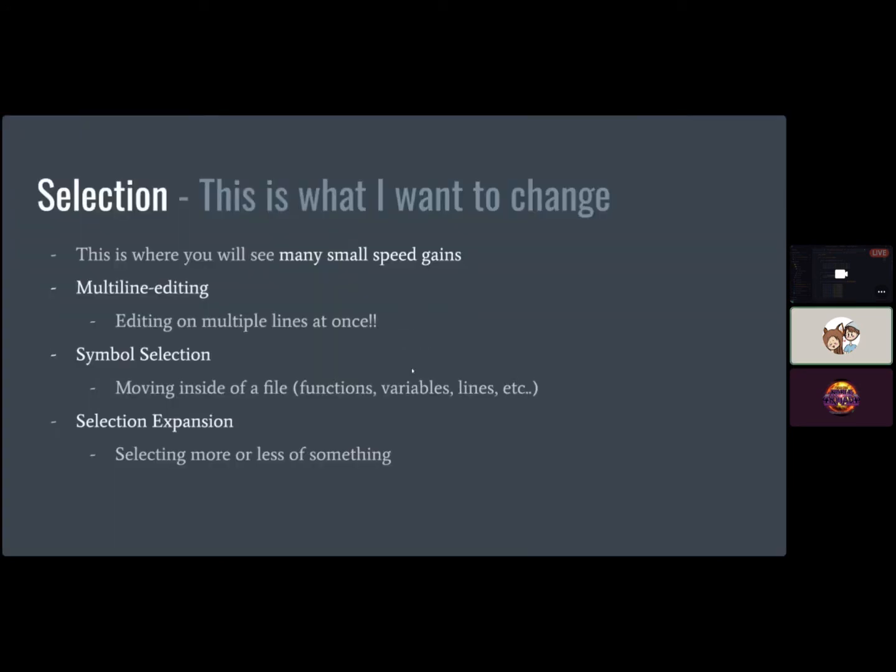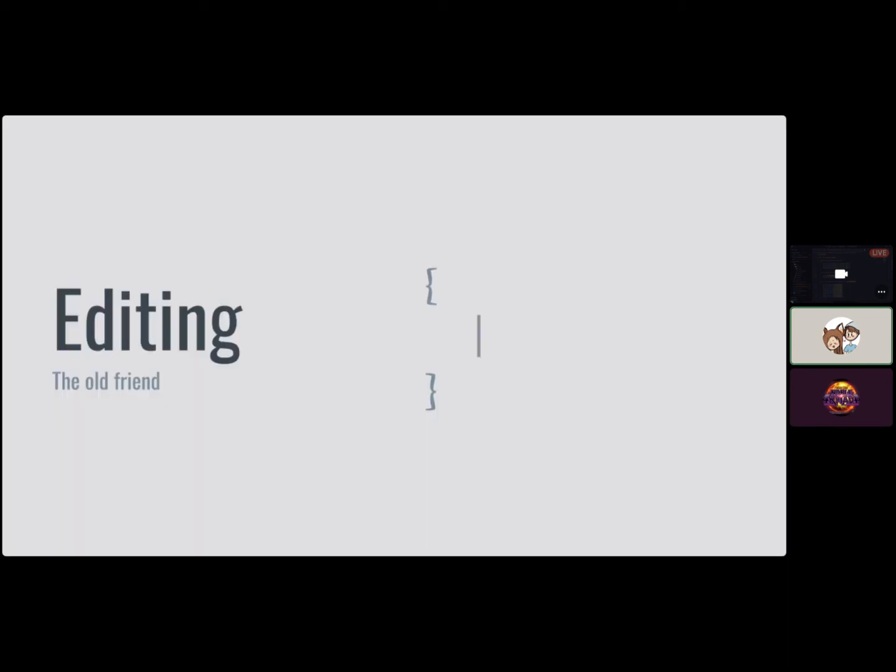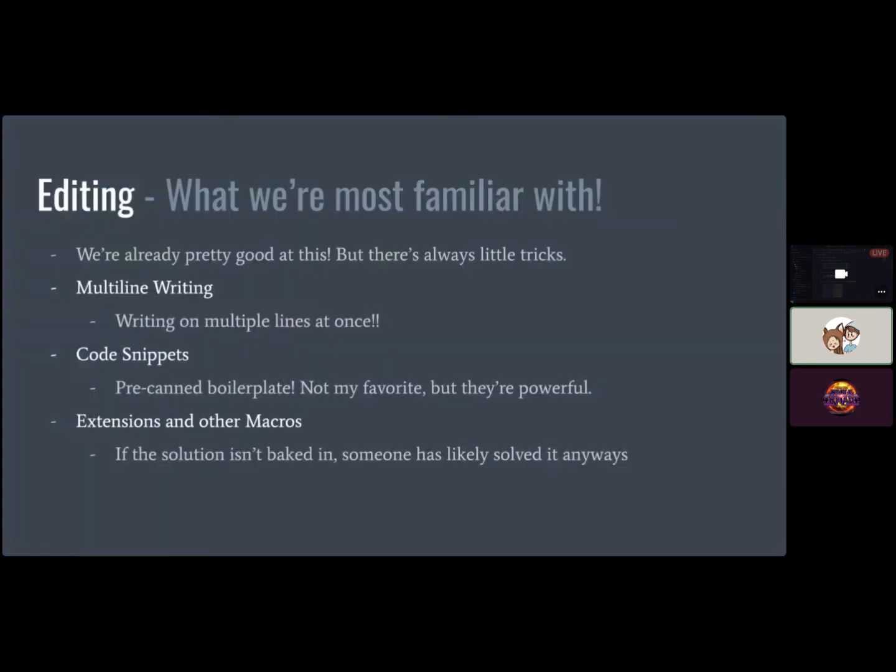Now, once you have your selection, once you've indicated to the text editor what you want to change, you're going to want to actually do the editing. I'm not going to belabor this one as much as I do the other two, mostly because we're pretty familiar with it. But I do have a couple examples that are useful. Mostly multi-line writing, which is actually writing on multiple lines at once. You can do some pretty spicy things there.